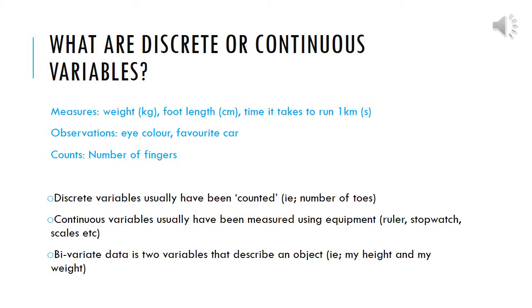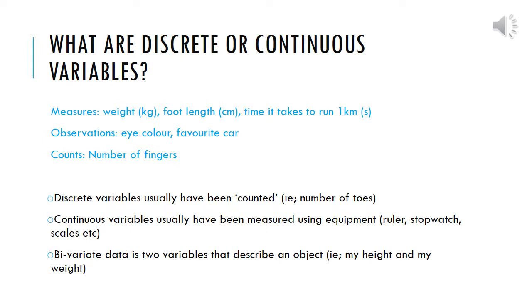Each type of variable, measured, observed, described, and counted, can be categorized into groups. Variables are either categorical, discrete, or continuous. Categorical variables, think of the word category, are variables like eye colour and favourite car. Discrete variables are things like number of fingers. Continuous variables are weight, foot length, and time it takes to run a kilometre.